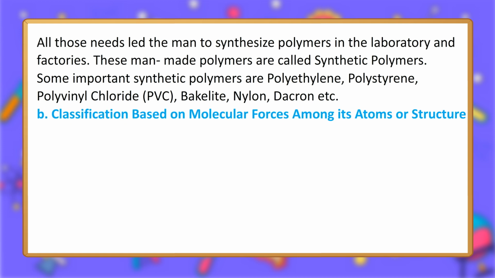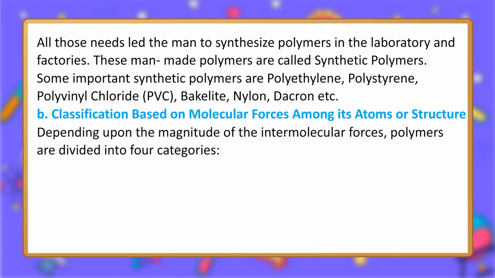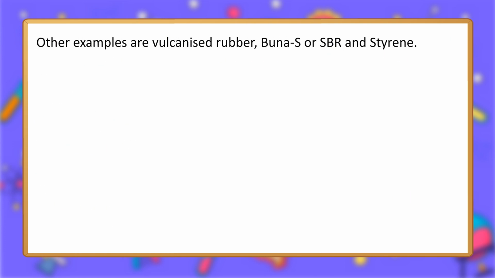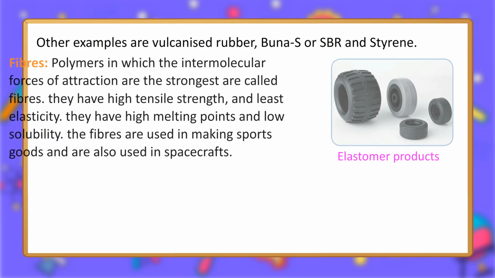B. Classification based on molecular forces among its atoms or structure. Depending upon the magnitude of the intermolecular forces, polymers are divided into four categories. Elastomers: polymers in which the intermolecular forces of attraction between the polymer chains are the weakest are called elastomers. They have the ability to stretch out over 10 times their normal length and return to normal length when forces are withdrawn. Natural rubber is the most important example of elastomers. Other examples are vulcanized rubber, Buna-S or SBR, and styrene.